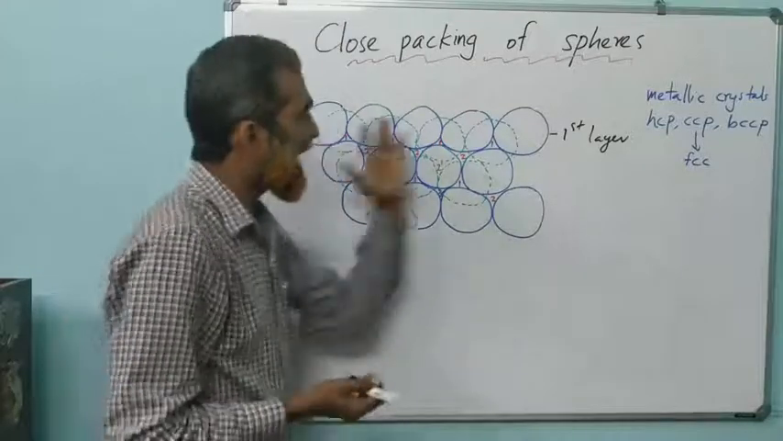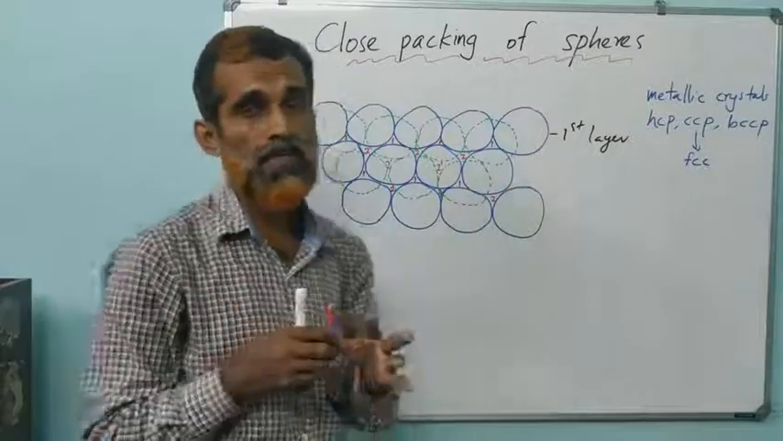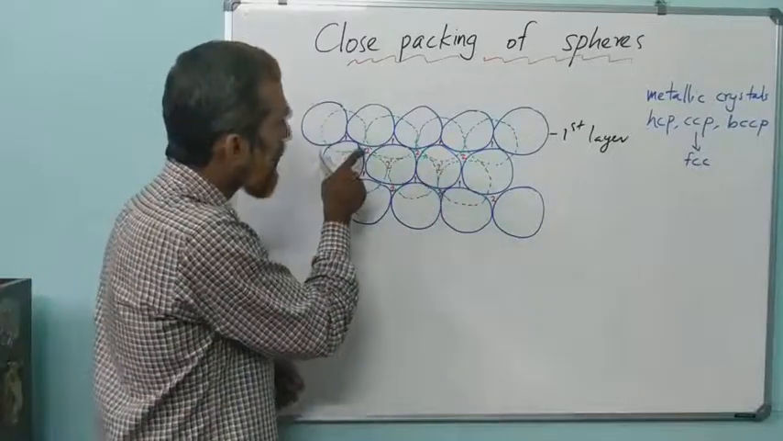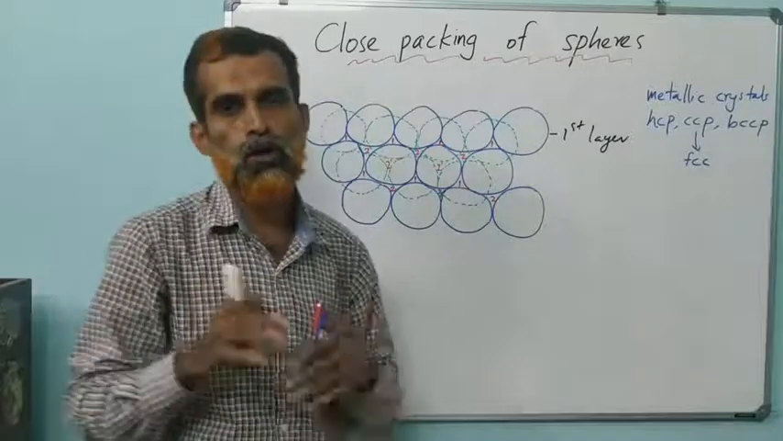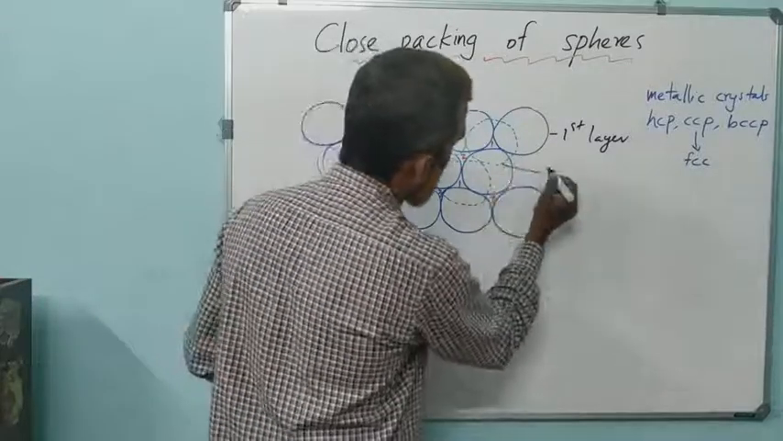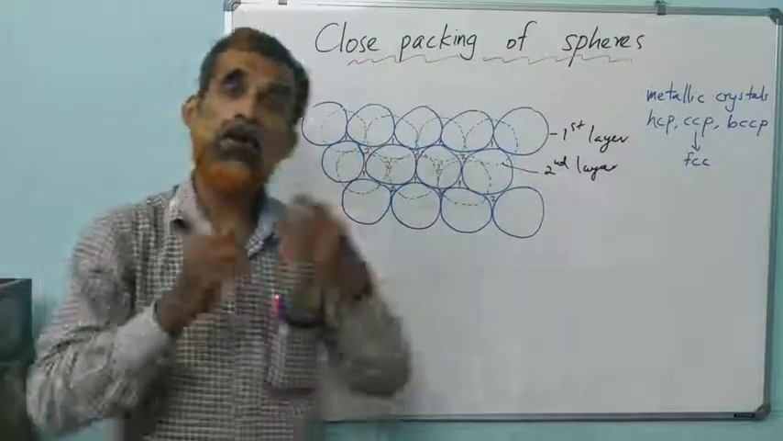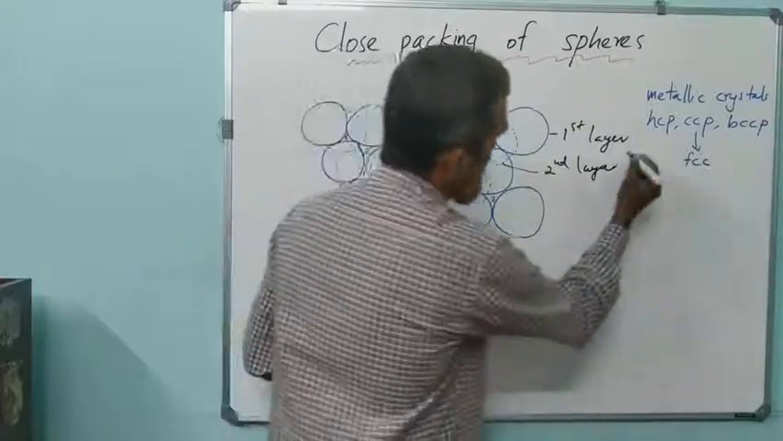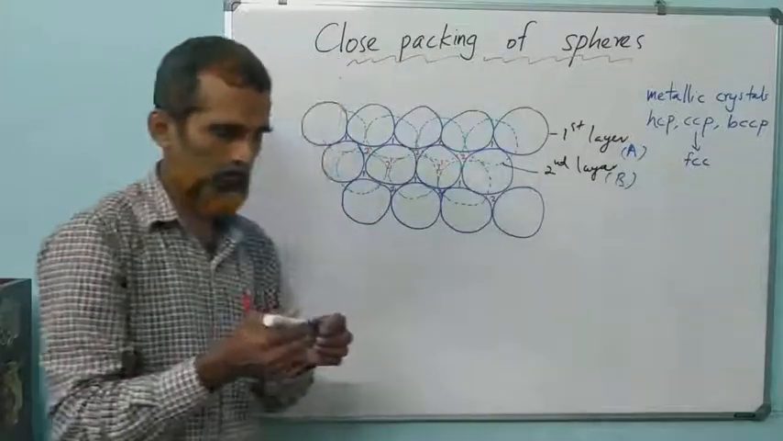What does it mean? When you keep the second layer above the first layer, if you keep the particles above one of the depressions at 1, 2 remain unoccupied. If you keep above 2, then 1 will be unoccupied, of course. So this green sphere is the second layer, right? So now this is the situation in all crystals. Okay, let me mark this first layer as A, the second layer as B, suppose.